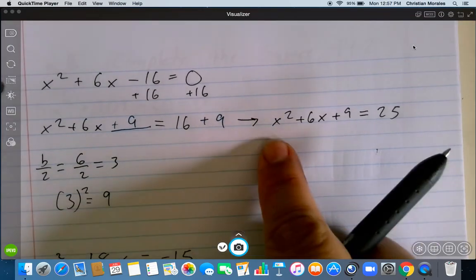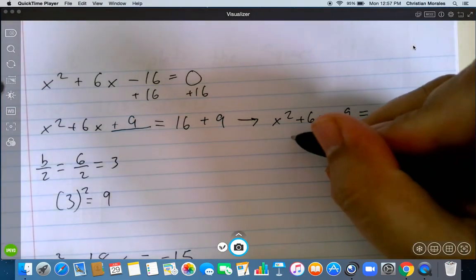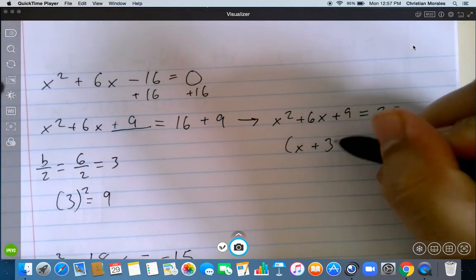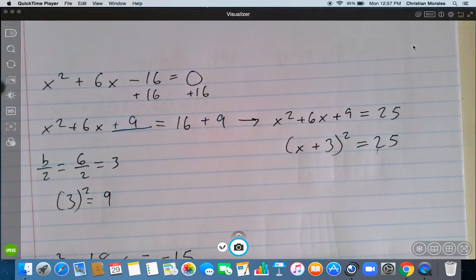Okay, now we're not going to leave this written like standard form. We're not going to leave it like this. We're going to write it in factored form: x plus 3 squared equals 25. And this is what we want because this we can solve. So we're going to solve for x.